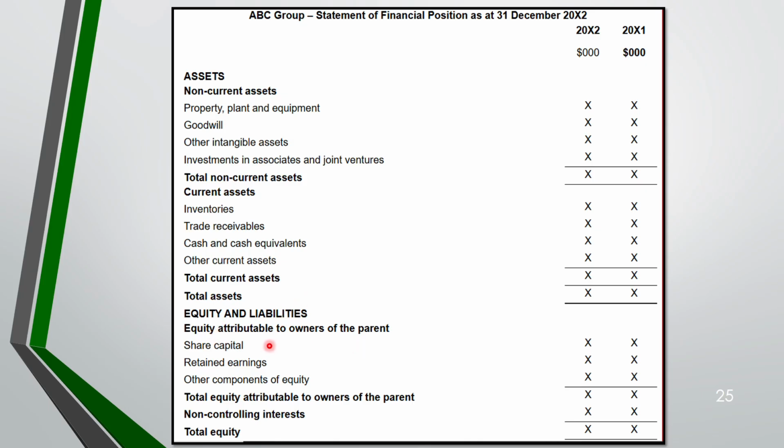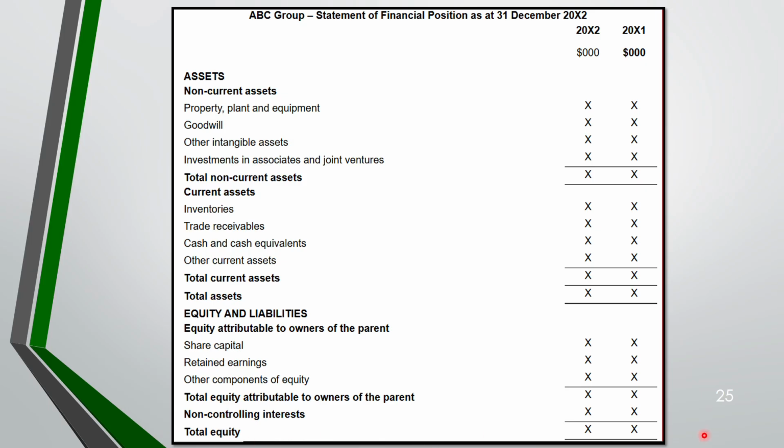Equity to the owner of the parent. We start with share capital, then we have retained earnings, and we have other components of equity. And then we get our total equity. And after we get total equity to parent, there is one section known as NCI, non-controlling interest, which we also put.